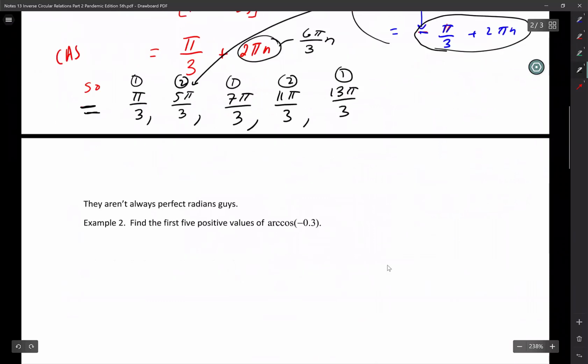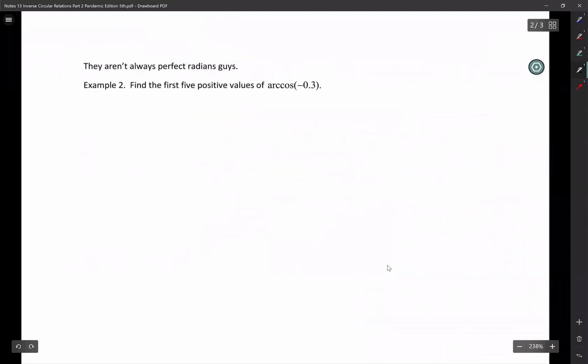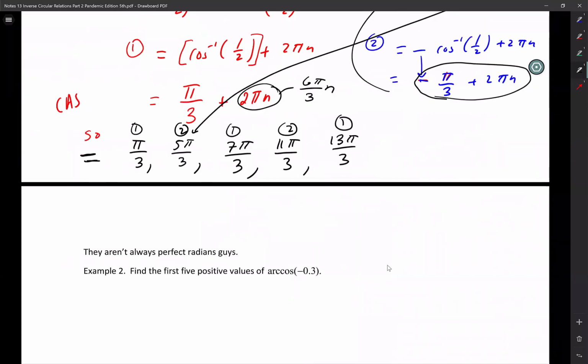So you got the last two numbers, the 11 pi and the 13 pi, by adding 6 pi to the 5 pi and 7 pi, right? Just to make sure. Yeah, that's fine. You can. That's a method that I do.